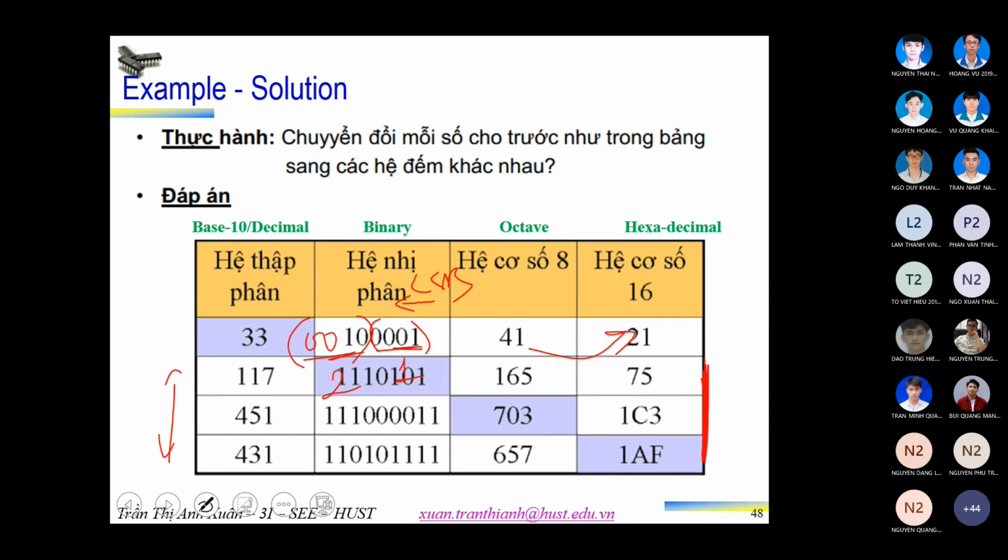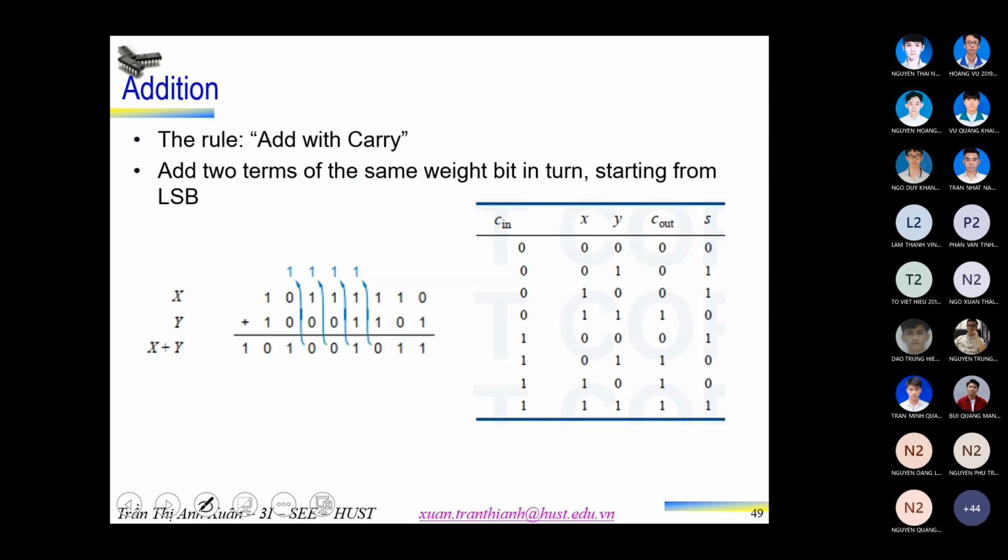So that's all for the conversion among the number systems. So now we can review some arithmetic for any number system. The first is addition. For addition, we can do the same on the same number system.